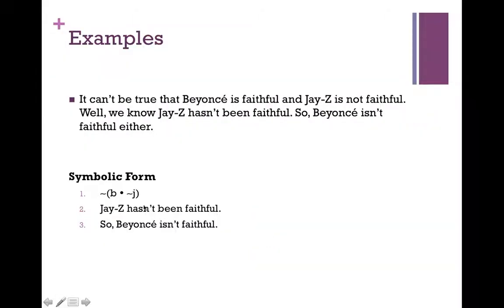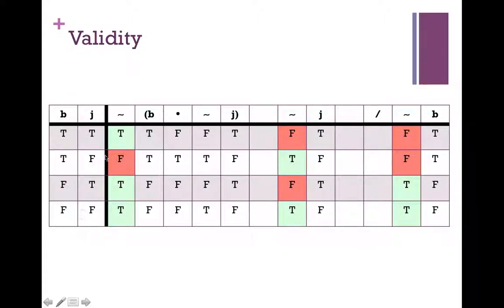Now, Jay-Z hasn't been faithful. Okay, we know he hasn't, right? That's true. We symbolize that, not Jay, and then Beyonce like this. Now, is this a valid argument? Well, let's use our truth table test of validity, and here we go. We can look at this, and what we're looking for is is there a row in which we have true premises and a false conclusion? And the answer is no. There's no row in which we have true premises and a false conclusion.